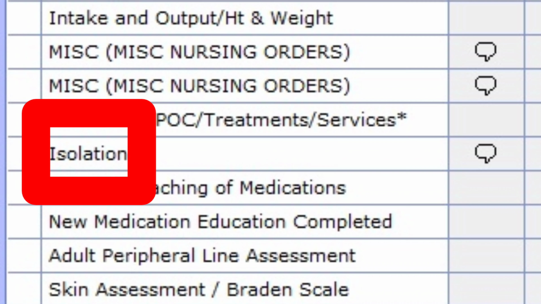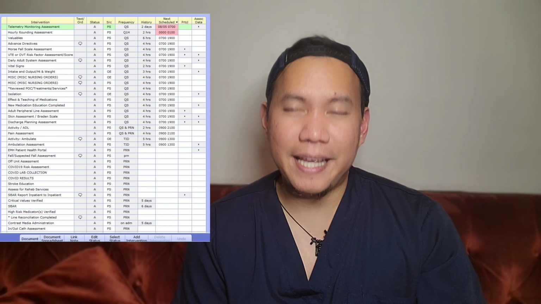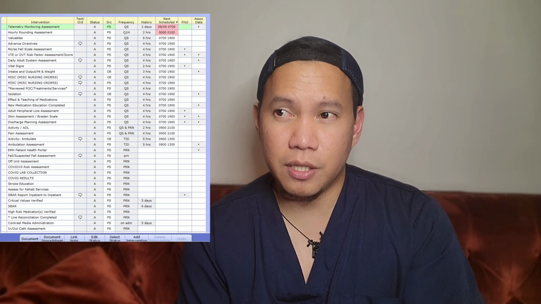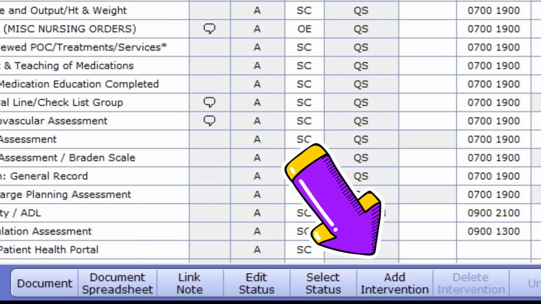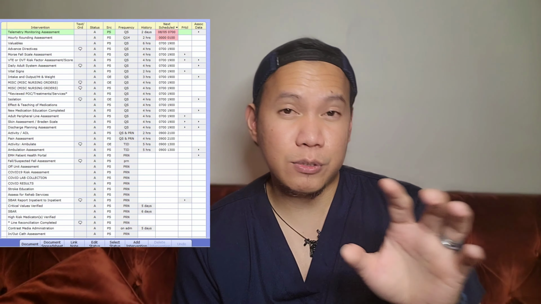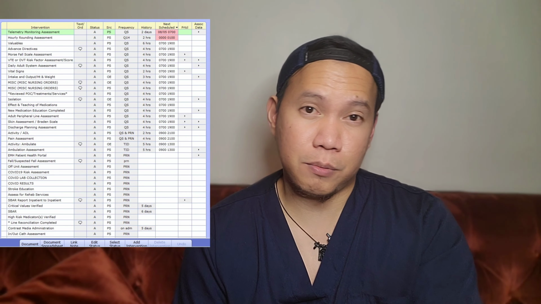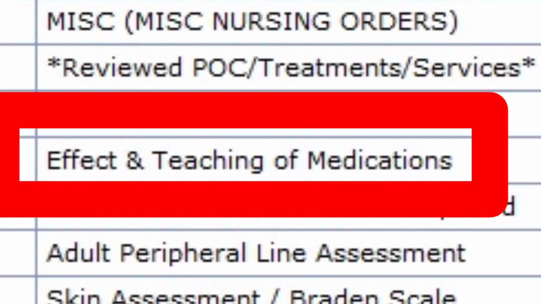Then next will be isolation. If our patients have any history of infectious diseases or are in reverse isolation, we have to include this in the interventions. And yes, we can add interventions which are fitting for the patient. For example, this patient has a history of CRE, so we have to put in the intervention of isolation to notify that the patient is on isolation protocol.